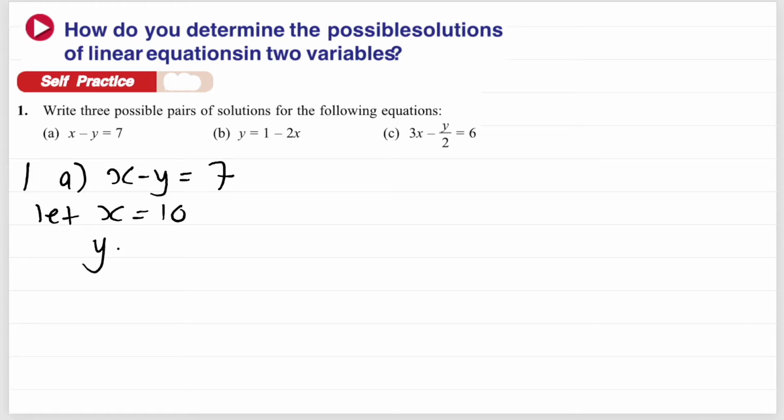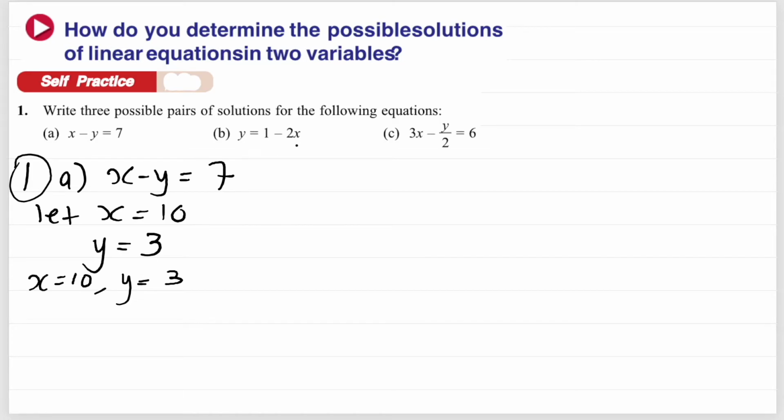So y dia adalah 3 lah, sebab 10 minus 3 is 7. So ini adalah kita punya pair yang pertama, maksudnya x sama dengan 10 dan juga y sama juga dengan 3. And these pair are not the only answer lah. Okay, you can go macam-macam lagi.